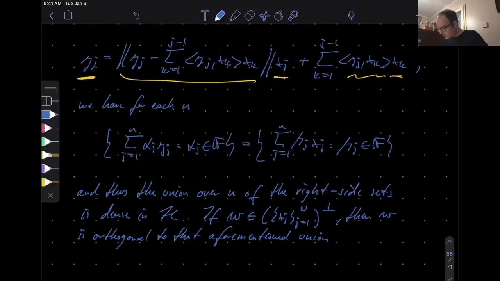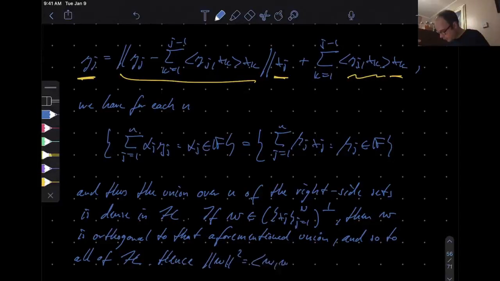Then w is orthogonal to that aforementioned union, and so to all of H, right? So in particular, it is orthogonal to itself, and then you're done. That means the inner product of w with itself is equal to 0, which is the norm squared, and this means that w is equal to 0, as you wanted. As I said, we have to show that if w is orthogonal to all those xj's, this can only happen when w is the 0 vector, and that implies completeness of the orthonormal system, and hence the fact that it forms an orthonormal basis.